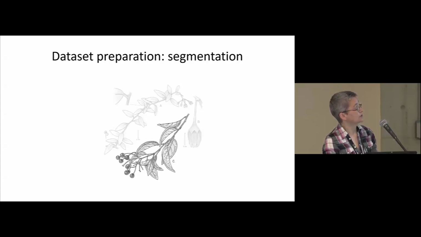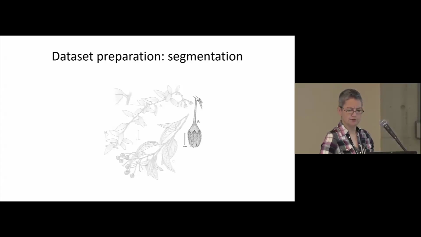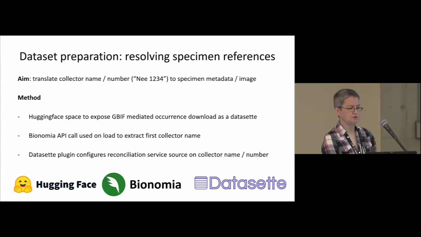So we've got a capsule, we've got a fruiting branch, and we've got a branch with buds, immature flowers on it, and we can pull those out separately, and we know exactly what specimen was used to make this illustration. So we should be able to find these structures on that specimen. The part that I did was the resolution of specimen references.